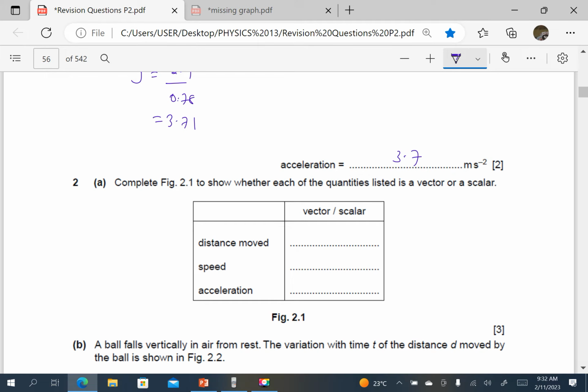So distance moved, of course, distance is a scalar. Speed is a scalar. It is only acceleration which is a vector quantity.